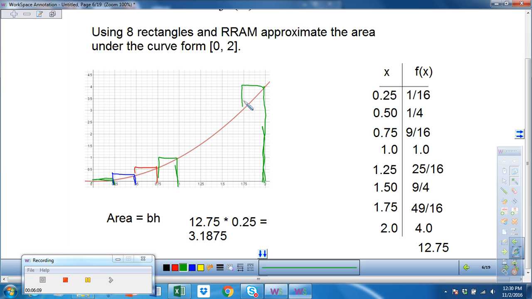Okay, so that's what my right, that's the first one, would look like. It has a height of 2, and then to evaluate it, I simply put it into the function. So this is f of 2, which is 2 squared and 4. I add them together, and once again, I multiply by 0.25 because that is the width of the rectangle.